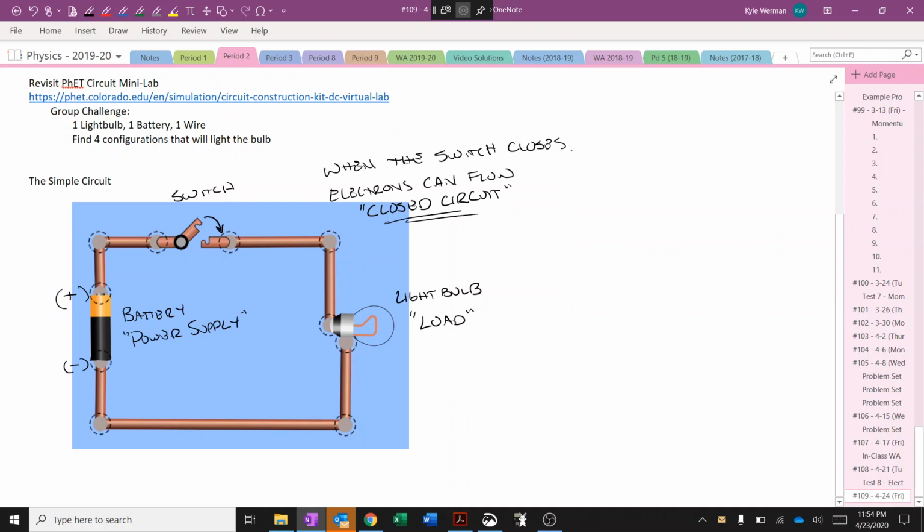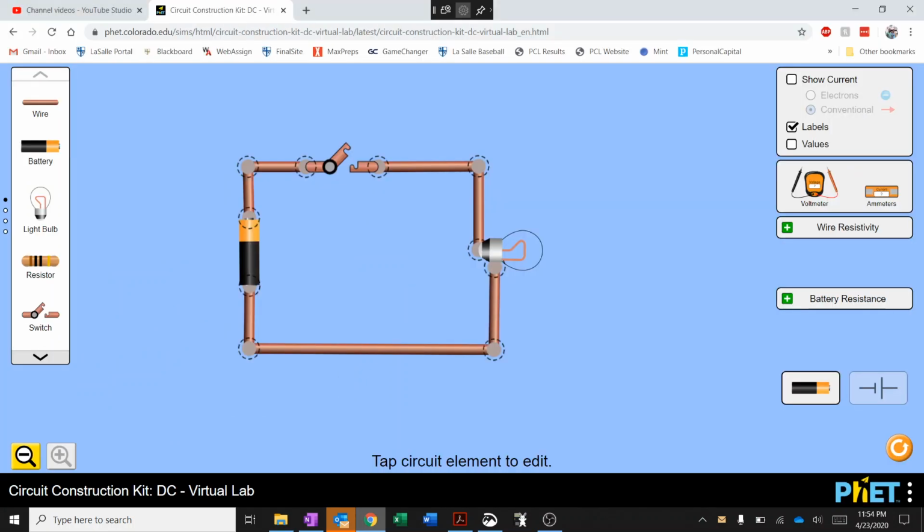So let me go back to this simulation here, and I'm going to close the switch. And when I close the switch, you notice that this light bulb has lit up a little bit. I'm going to open the switch again, and you see around this light bulb to the right, there are no little glowing lights here. But when I close it, the light comes on. And that's what happens in our normal circuit.